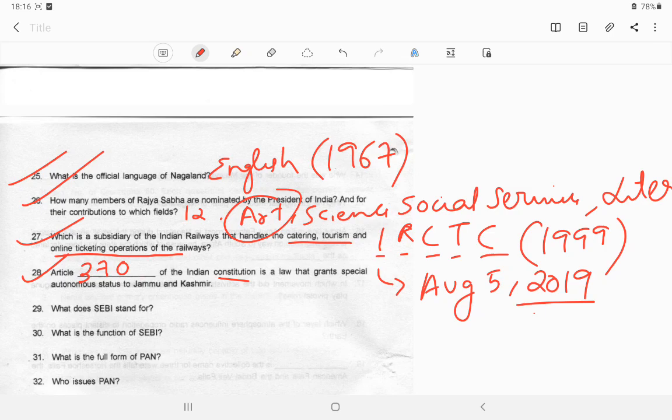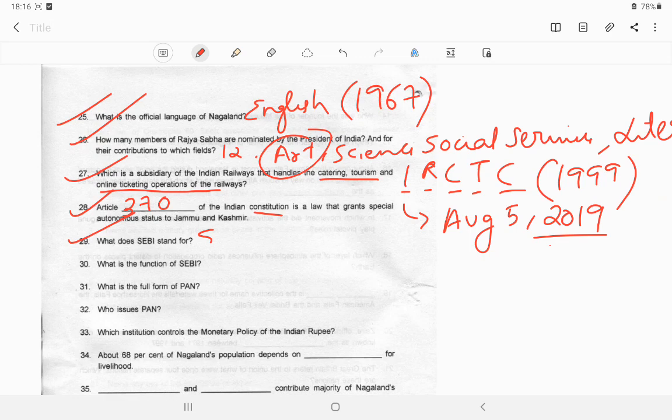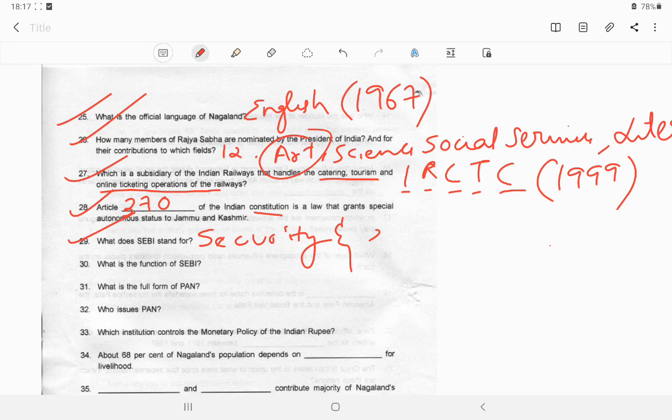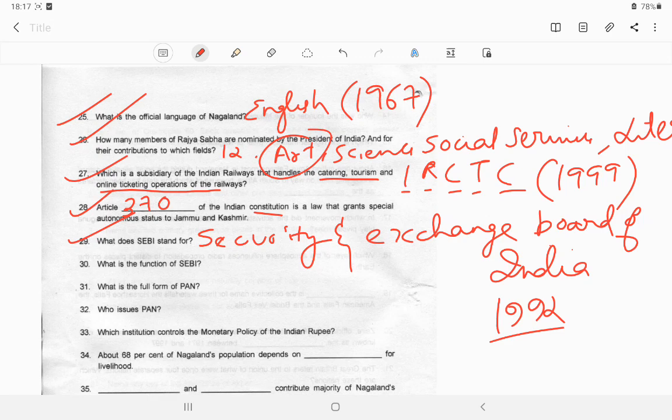Next, what does SEBI stand for? SEBI stands for Securities and Exchange Board of India, established in 1992. So I hope you all got this.